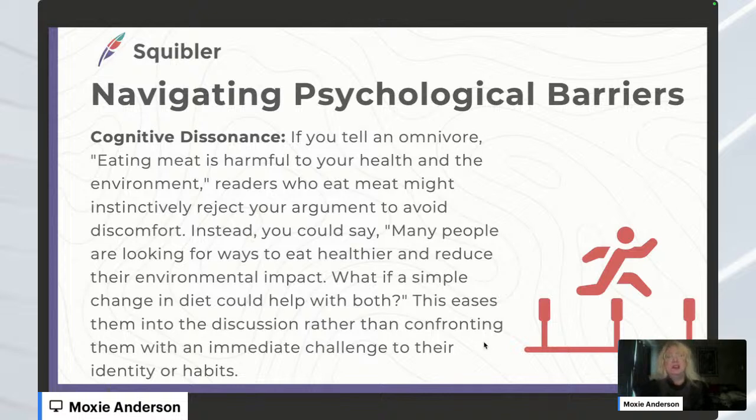So one psychological barrier and a way to navigate it is with cognitive dissonance. If, for example, you tell an omnivore something like eating meat is harmful to your health and it's also harmful to the environment, those of your readers who eat meat and enjoy it might instinctively reject your argument. They're going to try to avoid discomfort to themselves. So instead, reframe your argument. You could say something like, many people are looking for ways to eat healthier and reduce their environmental impact. What if a simple change in diet could do both? This is going to ease your reader into a mental discussion rather than confronting them with an immediate challenge to their identities and beliefs.